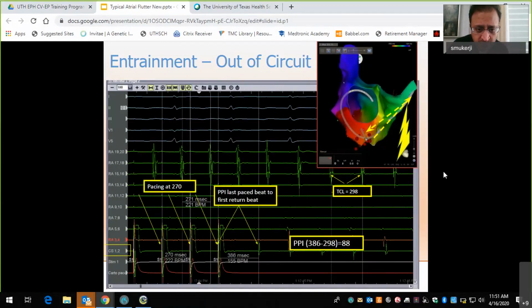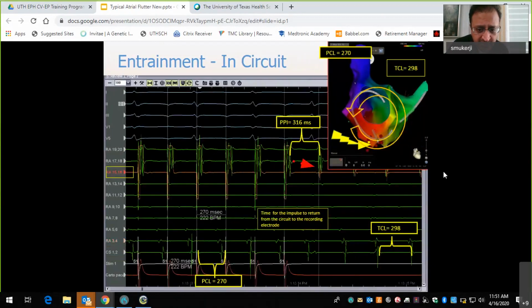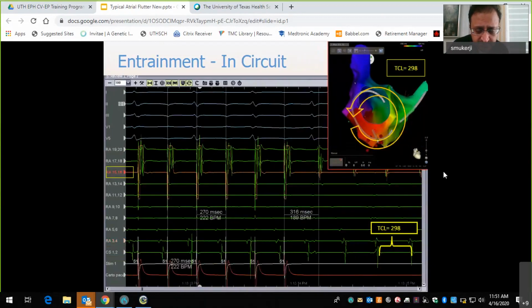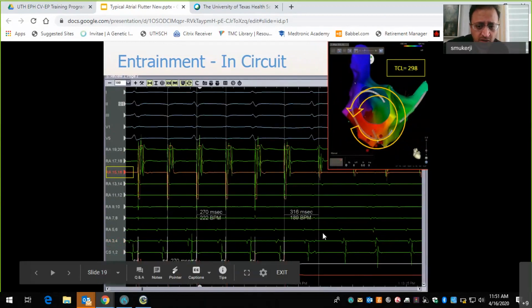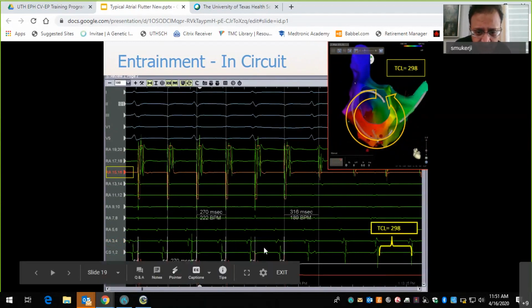So let's do this one at a time. What we're doing is entrainment in this slide. Okay. So as you can see, this is with my mouse. As you can see, we're trying to entrain the tachycardia.